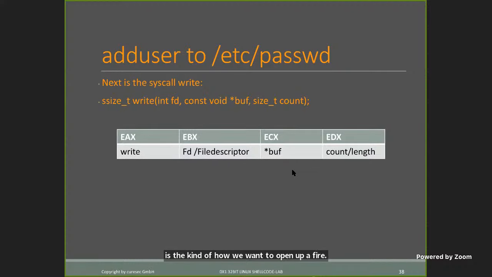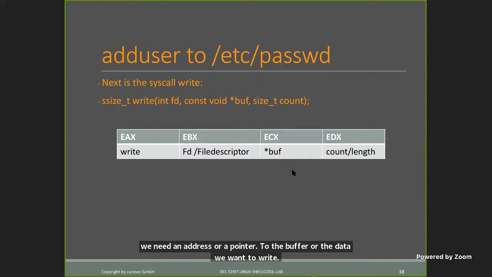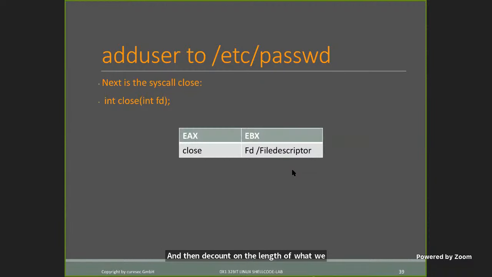Afterwards, we need write. Write has 3 arguments. One is the file descriptor, which was hopefully returned by open. Then we need an address or a pointer to the buffer or the data we want to write, and then the count or the length of what we want to write. We also can use close. It's not really necessary, and it might save us some bytes if we don't use it.